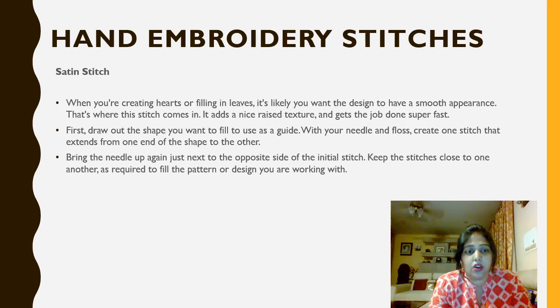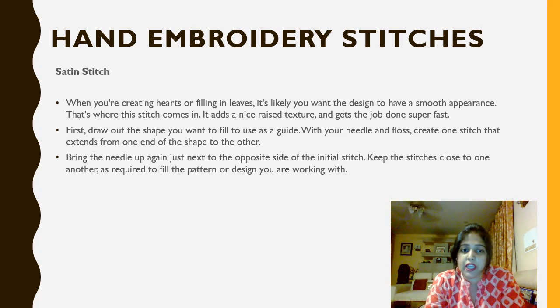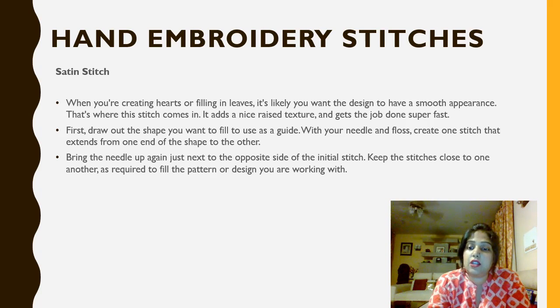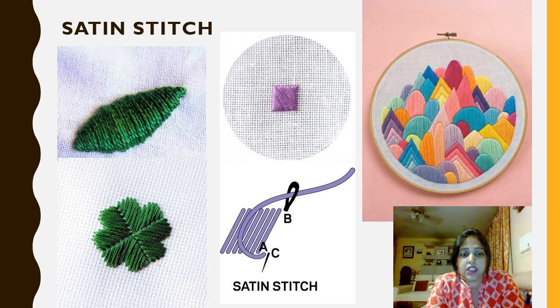With your needle and floss, create one stitch that extends from one end of the shape to the other. Bring the needle up again, just next to the opposite side of the initial stitch. Keep the stitches close to one another as required to fill the pattern or design you are working with. As you can see on this slide, this is the technique for how you do a satin stitch.